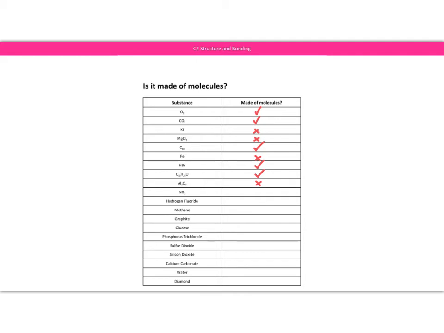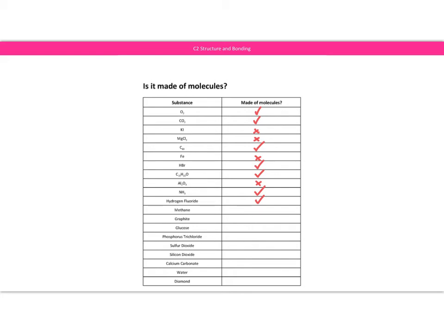NH3 is ammonia. It is made of non-metals only. It does have more than one non-metal in its formula, and it does have a subscript, so that is molecular. Hydrogen fluoride. You might not know what the actual formula is, but you know it's got hydrogen and fluorine in it, and those are the only two elements. So it's non-metals only, and it's more than one non-metal. So yes, that's molecular.